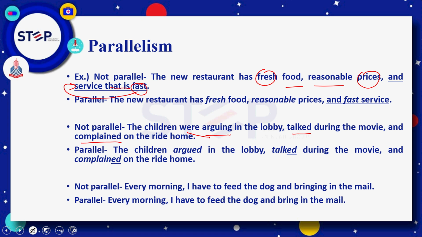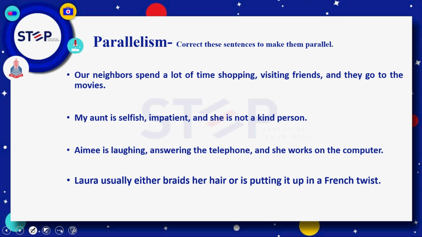Next example, every morning I have to feed the dog and bring in the mail. Next, our neighbors spend a lot of time shopping, visiting friends, and going to movies. So over here, this is not parallel. It should be parallel to shopping, visiting, and going.